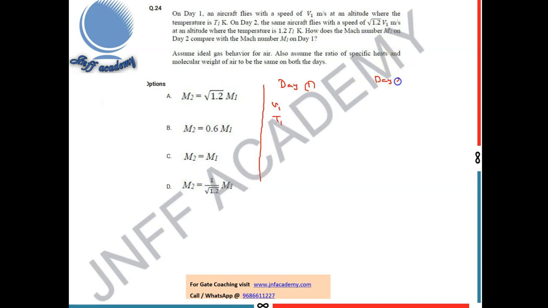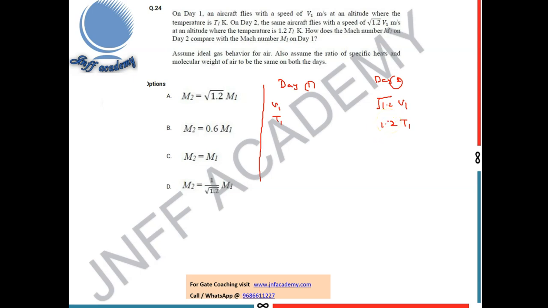Maybe on day 2, the same aircraft is flying with a speed that is now not V1. It is root of 1.2 V1. And it is flying at an altitude where the temperature is also different. Maybe it is flying at a different altitude then, with temperature 1.2 T1. So day 1 it is flying at V1 and T1. Day 2 it is flying at some other altitude, at a speed of root of 1.2 V1, and the temperature at that corresponding altitude on day 2 is 1.2 T1.